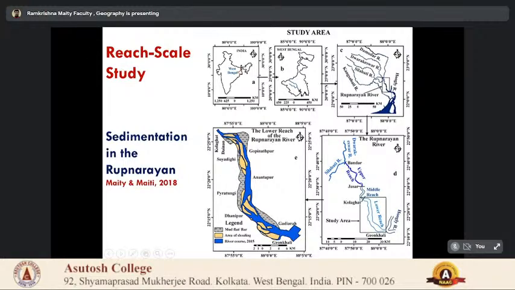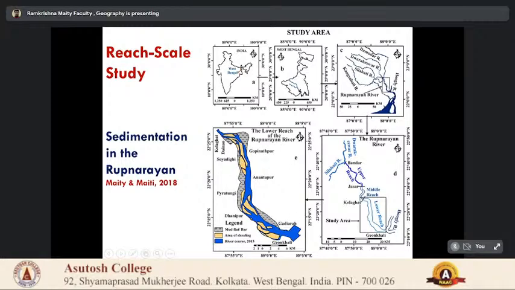I have taken one example of Rupnarayan River, it's a small ridge. After Shilabati joins Darukeshwar River, Rupnarayan River forms. So this is the Rupnarayan River, and it's very important because it carries the drainage of a larger catchment area. The drainage of Damodar, Darukeshwar, Shilabati and Kangshabati mainly passes through this catchment area. So this has a regional importance.